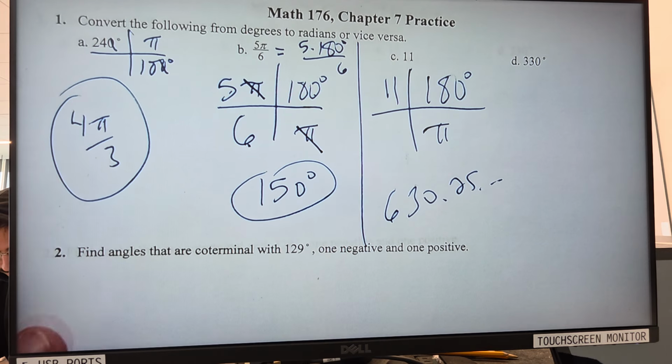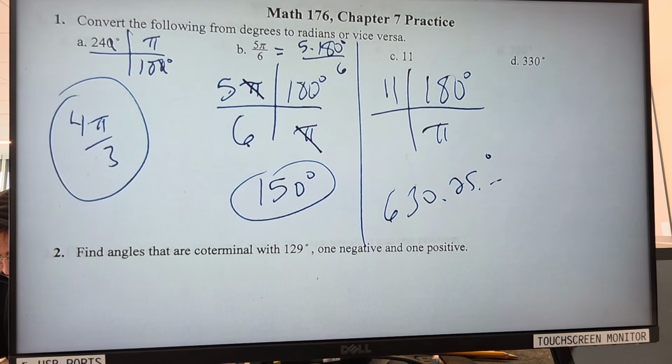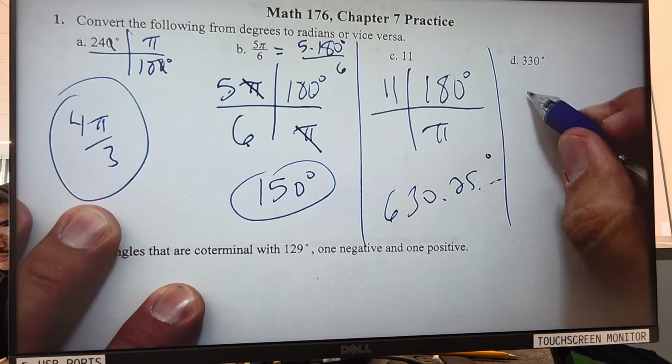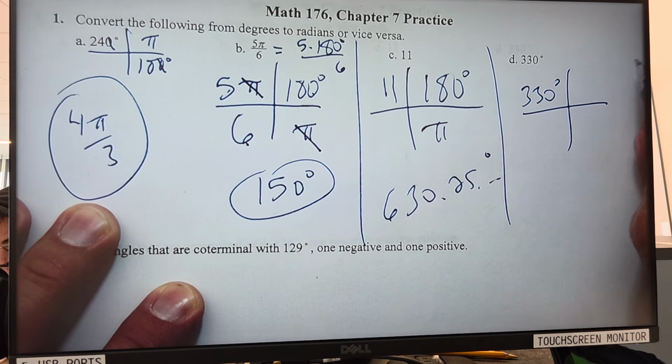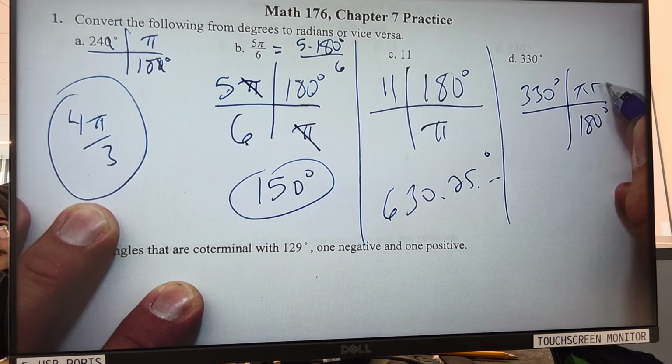630.25 degrees. Don't forget to put the units. Do you guys understand? I'm going to have to take points off if you don't put degrees when you mean degrees, because then you mean radians. If you don't put degrees, you mean radians. So be really careful. And then finally, I end up with another not too bad one. Degrees on the bottom, radians on the top.